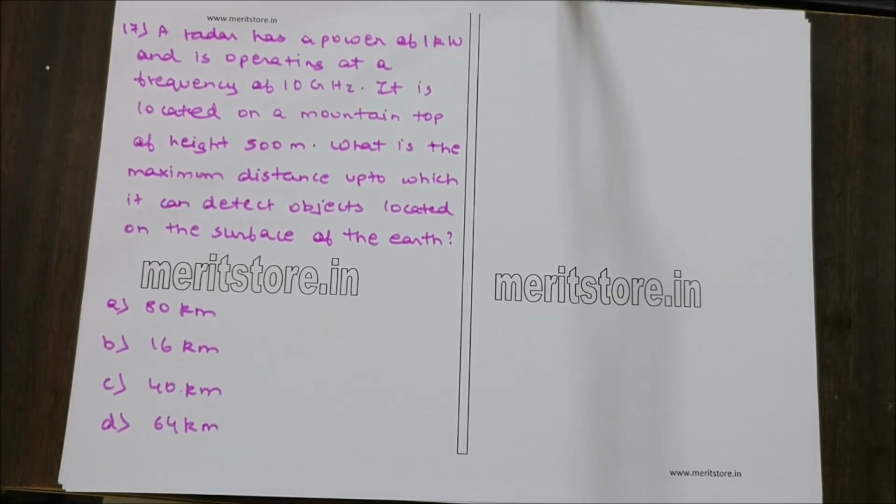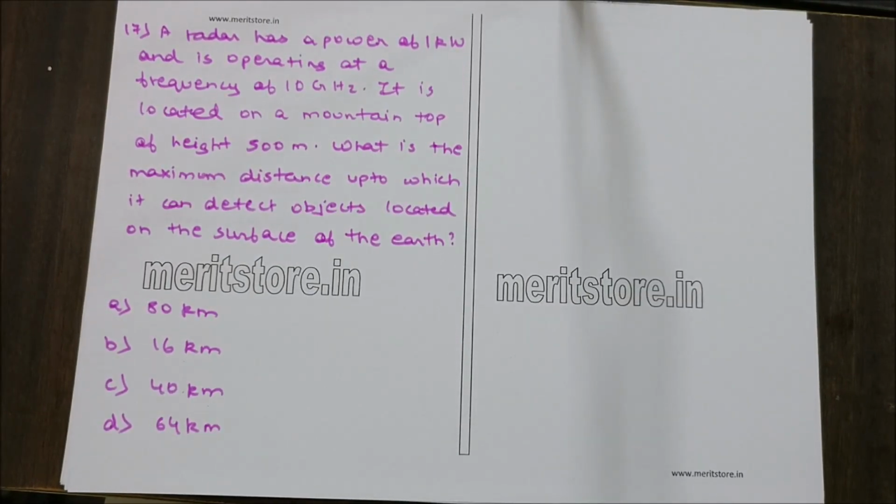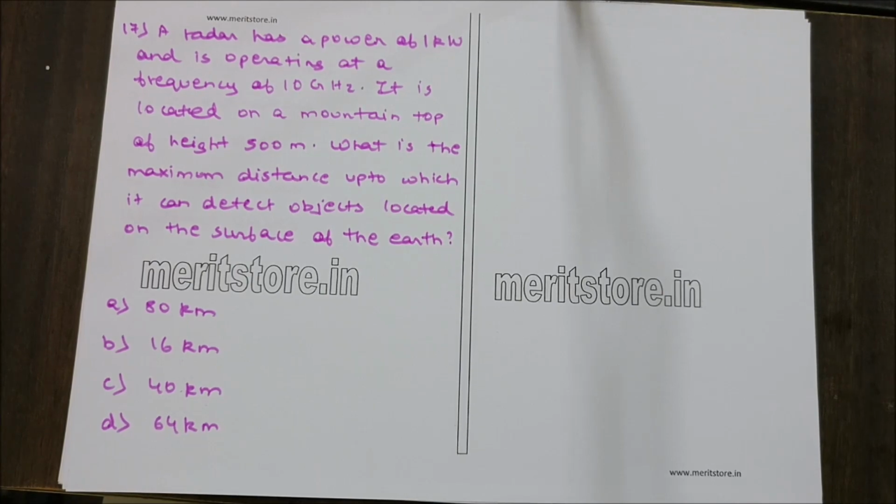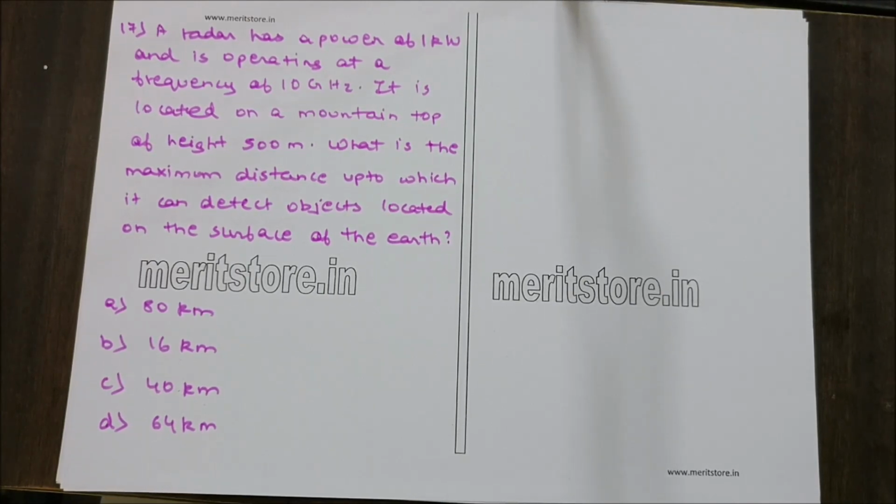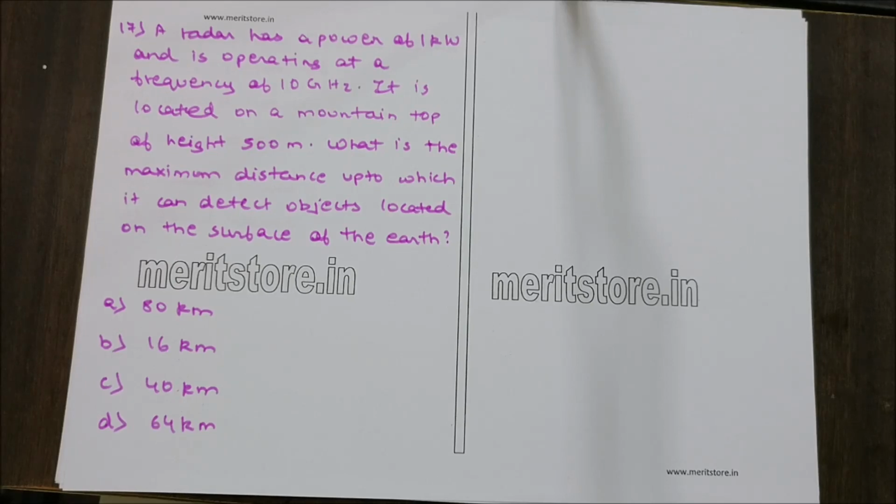17. A radar has a power of 1 kilowatt and is operating at a frequency of 10 gigahertz. It is located on a mountain top of height 500 meter. What is the maximum distance up to which it can detect objects located on the surface of the earth? A. 80 kilometer, B. 16 kilometer, C. 40 kilometer, D. 64 kilometer.